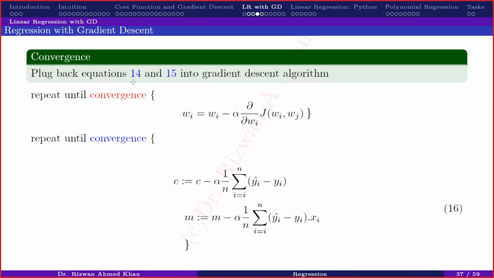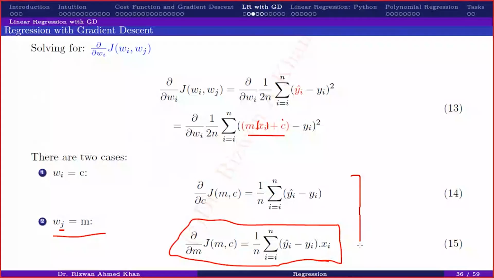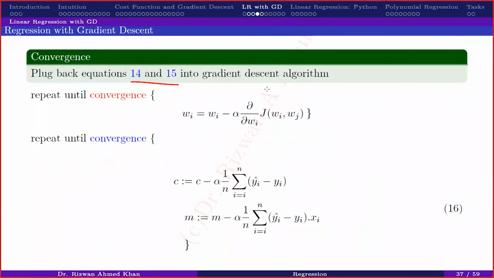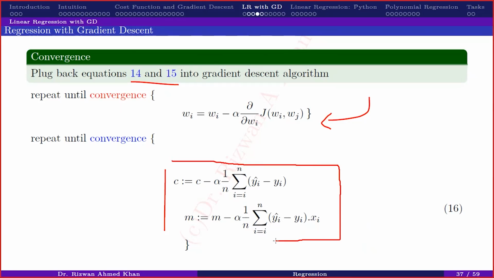Now we plug back equations 14 and 15. These two are our derivative functions, or answers of the derivatives. And we plug these two back into the gradient descent algorithm, which is given by this, right? So this is the weight update rule of the gradient descent algorithm for univariate regression using gradient descent.